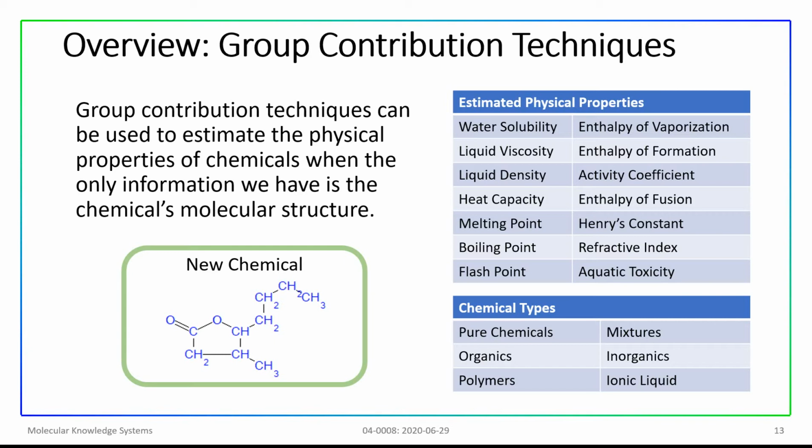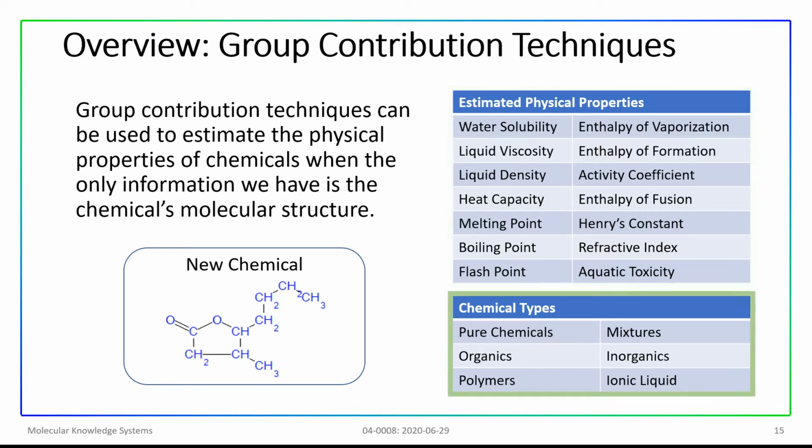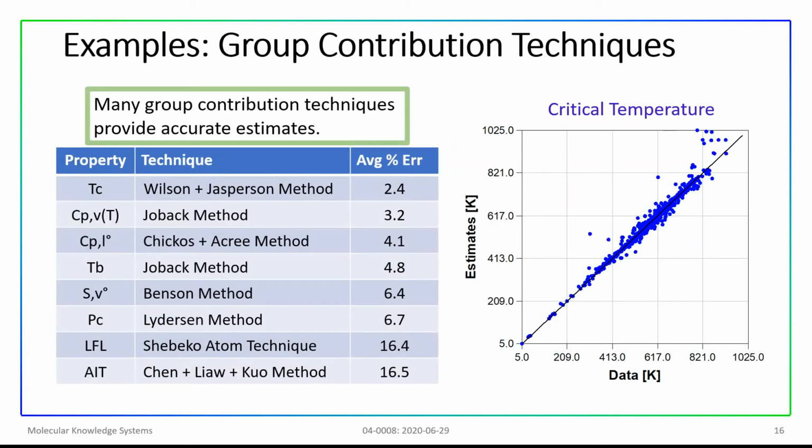Given only the chemical's molecular structure, we can estimate many of the physical properties we need for product and process design. We can estimate properties such as water solubility, viscosity, density. We can estimate heat capacities, boiling point, enthalpies of vaporization, formation and fusion, refractive index, and toxicities. Group contribution techniques are available for estimating the properties of pure chemicals and mixtures, organic and inorganic chemicals, polymers, and ionic liquids.